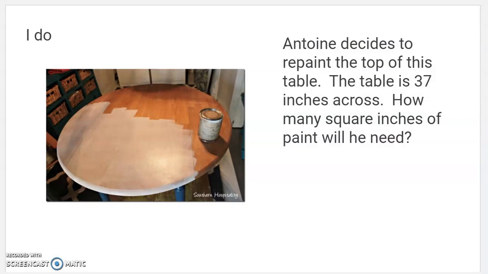Sorry about that. So let's just say Antoine decides to repaint the top of this table. That is using its area to paint the flat surface of this table. The table is 37 inches across.